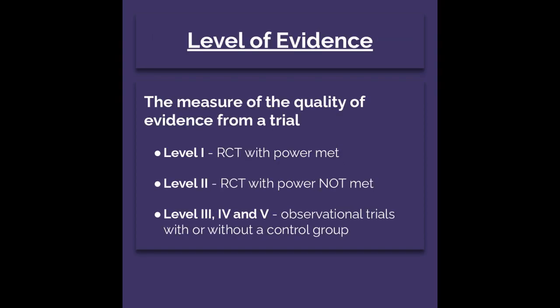The last part of this review deals with classifying the quality of the trials as well as your own recommendations. Level of evidence, for example, is the measure of the quality of evidence from a trial. Level 1 is randomized controlled trials that meet their power criteria. Level 2 is another randomized controlled trial where power is set but not met. And then levels 3 through 5 are observational trials with or without a control group.